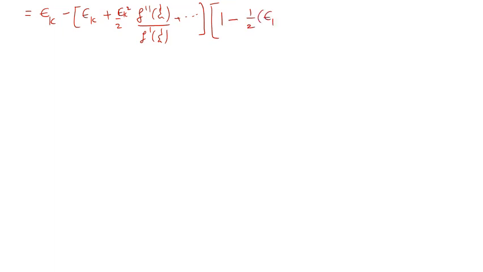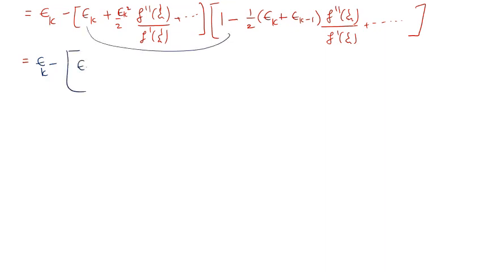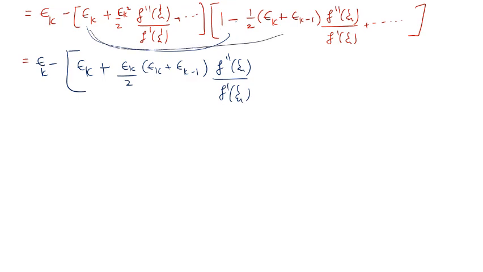1 by 2 epsilon k plus epsilon k minus 1 f double dash xi by f dash xi and x square, and all those terms negligible. So this is equal to, what is this? Epsilon k minus, now entire product epsilon k into this one, epsilon k minus this minus into this minus, plus epsilon k by 2 into epsilon k plus epsilon k minus 1 into f double dash xi by f dash xi, this into this term, total term.